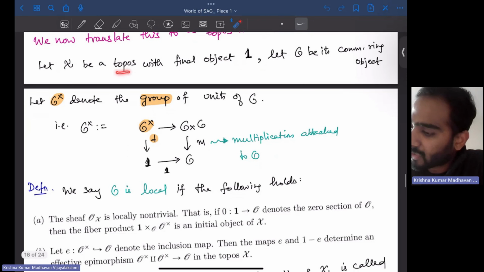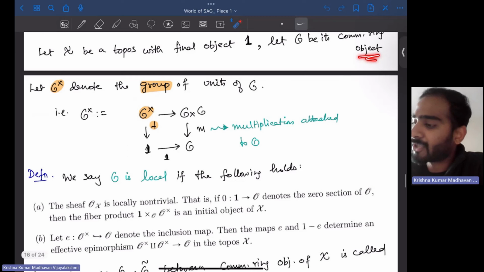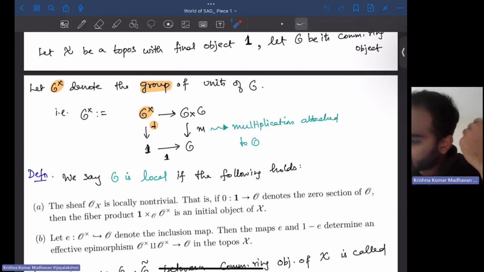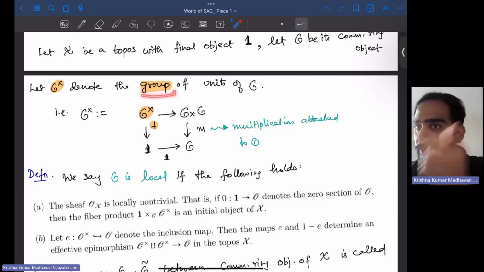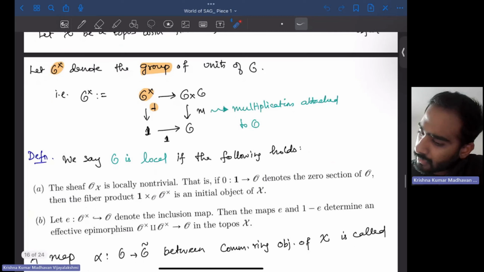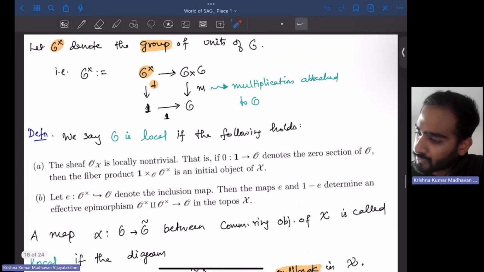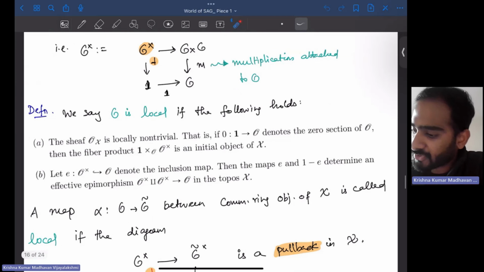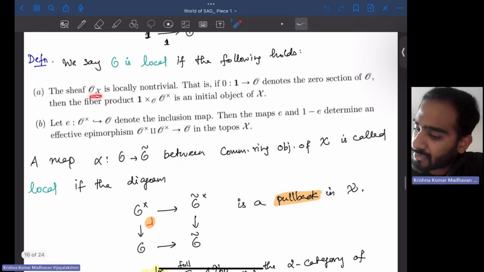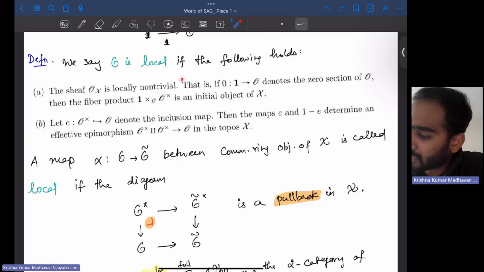You have a topos with a final object 1 and O_X its commutative ring object. Then attached to a commutative ring, we have a group obtained by taking the group with respect to the multiplicative structure. So it's a group of units, in other words. This is defined by a pullback diagram here, which we are all familiar with from the algebraic group structure. And we say this sheaf is local if the following holds. This structure sheaf has to be locally non-trivial. In other words, the map from the final object to the sheaf has to be a trivial morphism.